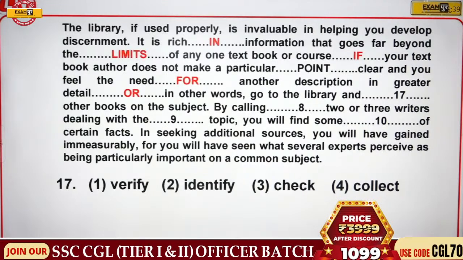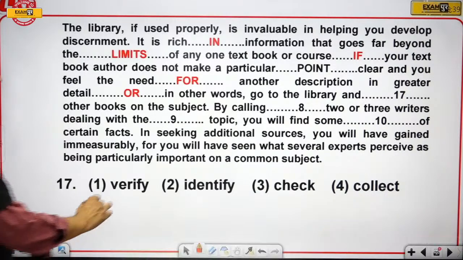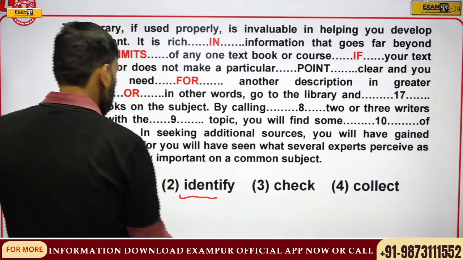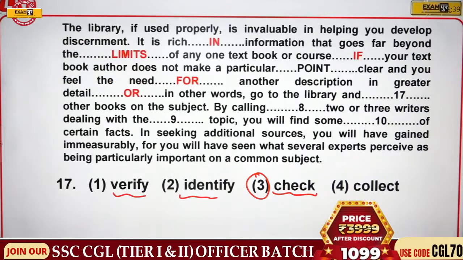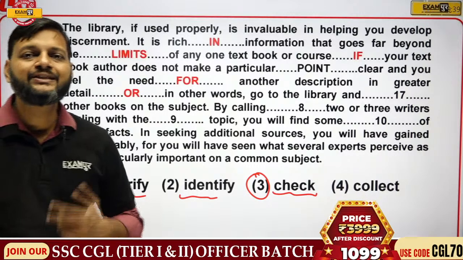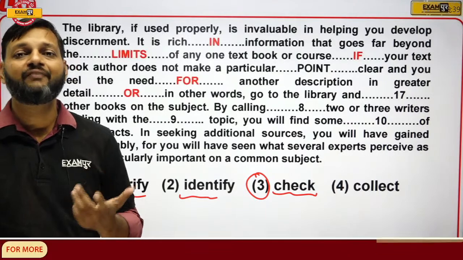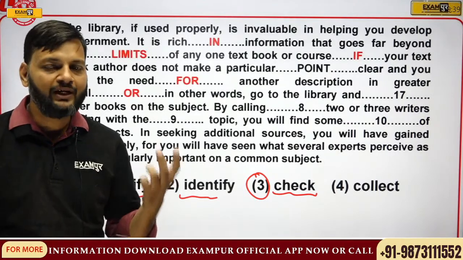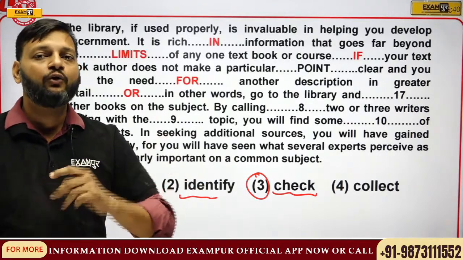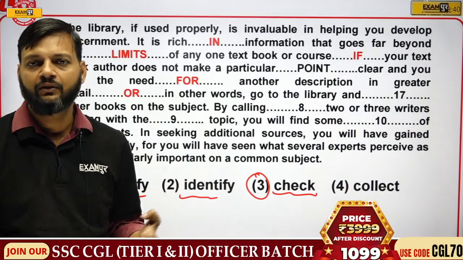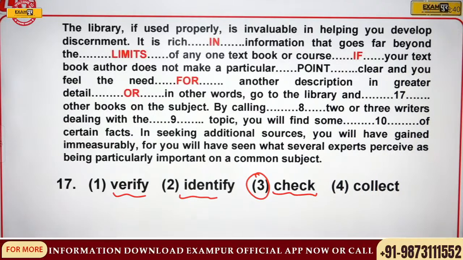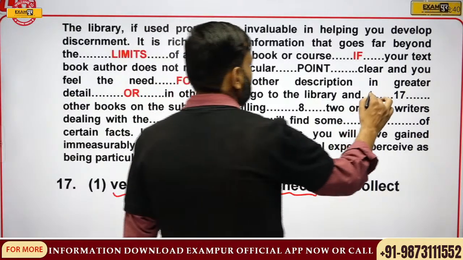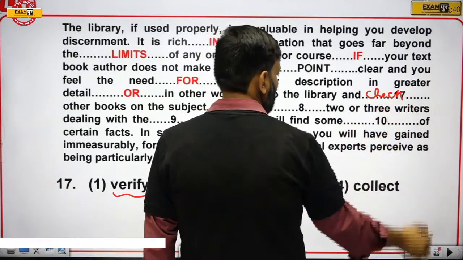Option number 17, blank other books. So we do not verify or identify or collect, we check something in books. Okay, if we want information, we check in books, we do not verify. To verify a book means you are trying to verify a book itself, you are not looking for the information. Okay, so here check is the right answer. Library and check. Check is the right answer.